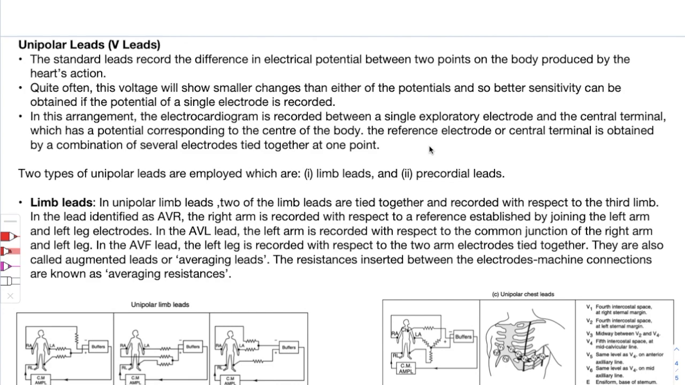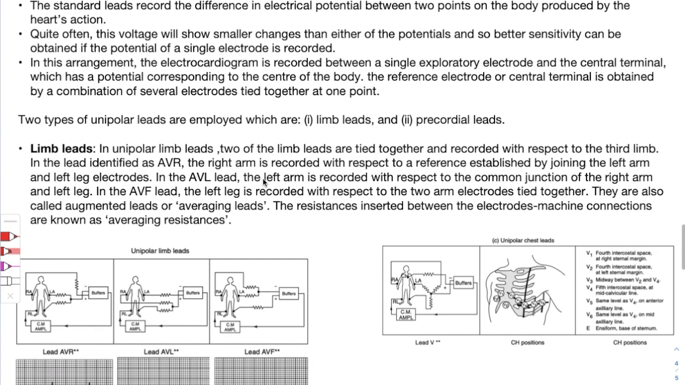The reference electrode or the central terminal is obtained by a combination of several electrodes tied together at one point. So this technique is mainly used to obtain better results in the ECG. Two types of unipolar leads are employed, which are the limb leads and the precordial leads.